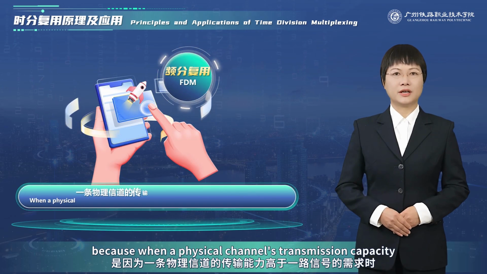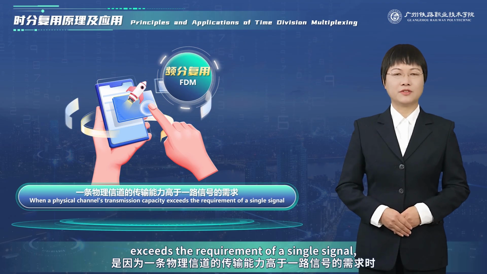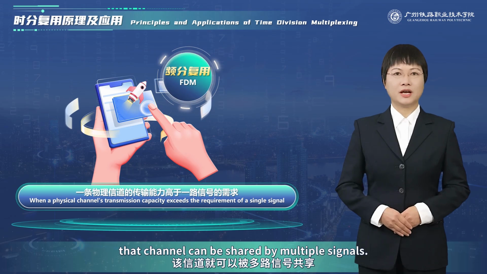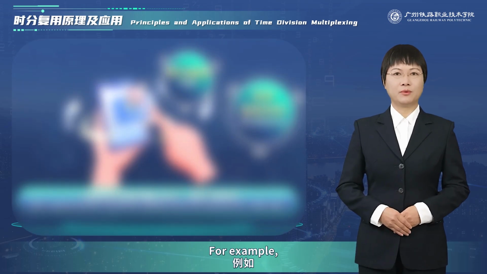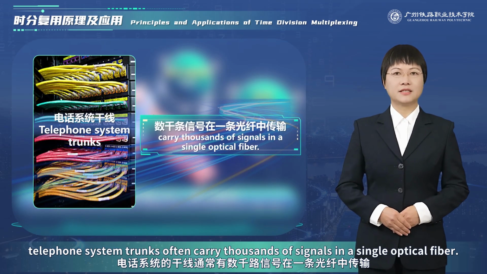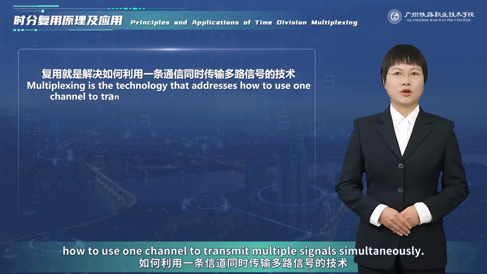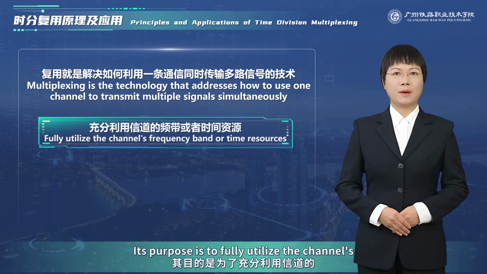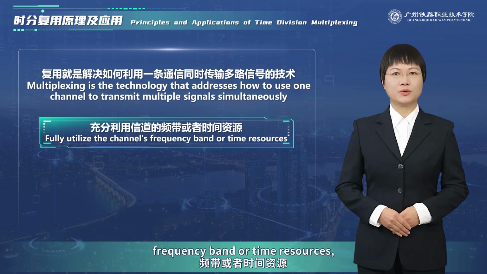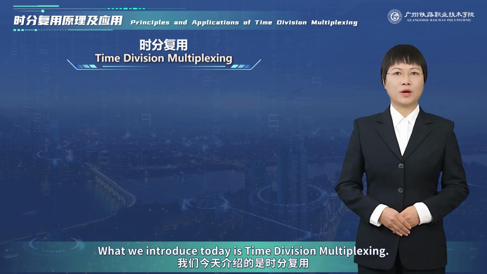FDM can be used because when a physical channel's transmission capacity exceeds the requirement of a single signal, that channel can be shared by multiple signals. For example, telephone system trunks often carry thousands of signals in a single optical fiber. Multiplexing is the technology that addresses how to use one channel to transmit multiple signals simultaneously. Its purpose is to fully utilize the channel's frequency band or time resources, improving channel efficiency. What we introduce today is time division multiplexing.